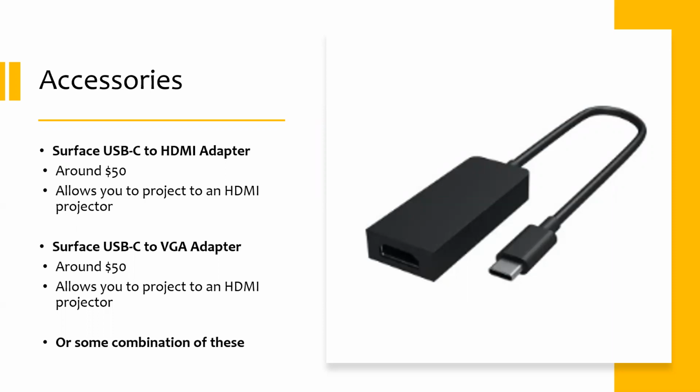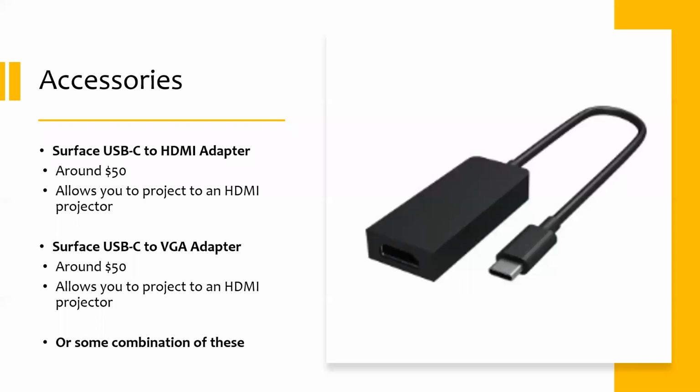Or I love the one that I bought. The one that I bought is a combination of those. So it has a USB-C, and then you can plug in an HDMI, you can plug in a VGA, you can also plug in another USB. There's just a lot of different varieties that you can use. So you'll definitely need some kind of an adapter, because the Surface Book and the Surface Pros don't come with an HDMI or a VGA plug on them, in order to project to a computer screen.